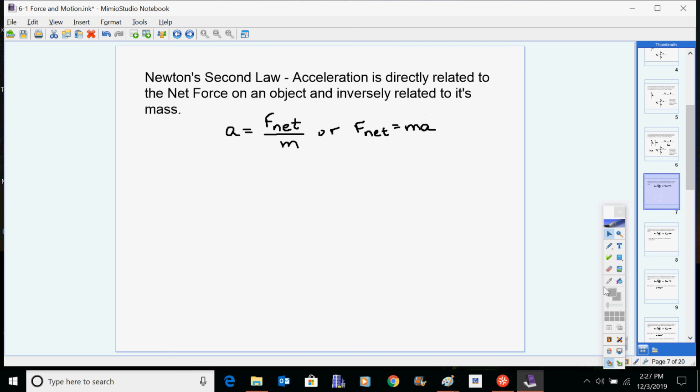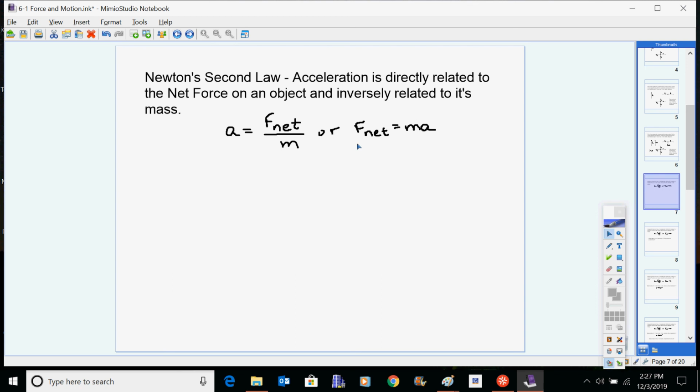And that brings us to what's known as Newton's second law. And yes, we're looking at the second law before we look at the first law. I know that sounds weird, but Newton's second law before the first law. Acceleration is directly related to the net force. Okay.